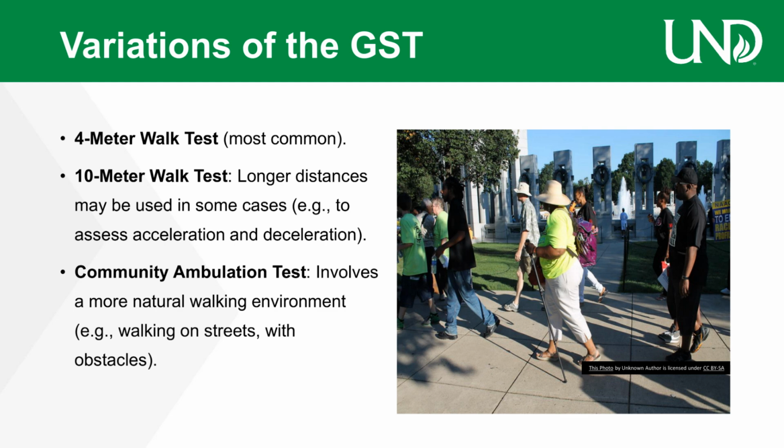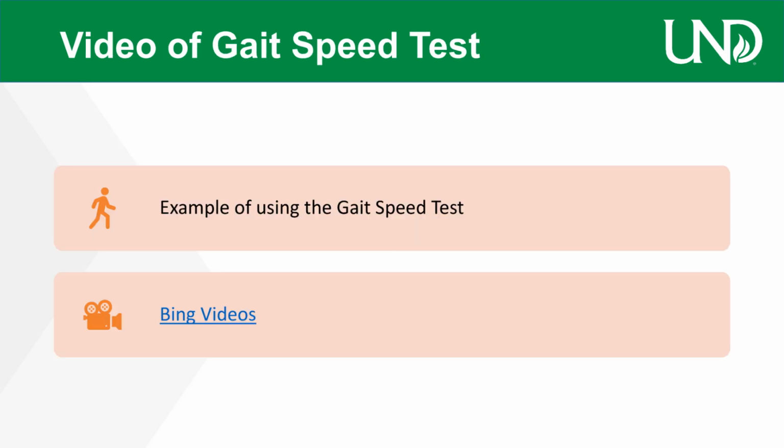There are some common variations of the Gait Speed test. One that uses the same 4 meters to time, with an acceleration of 2 meters before starting the timer and a deceleration of 2 meters after stopping the timer, as depicted previously. But there is also a 10-meter walk test, and a community ambulation test that is carried out in a more natural walking environment. The link here shows an example of the Gait Speed test being administered.